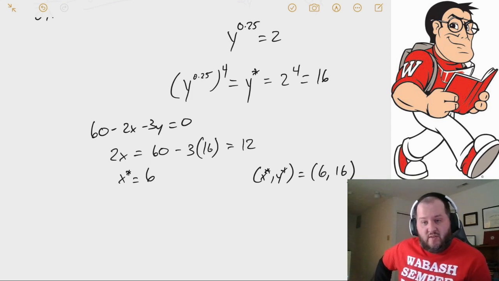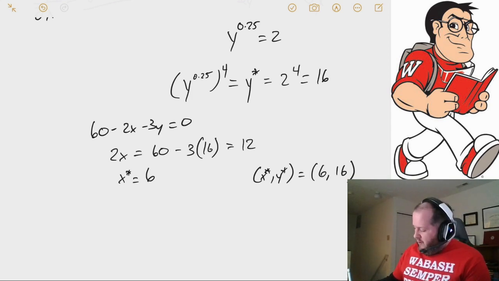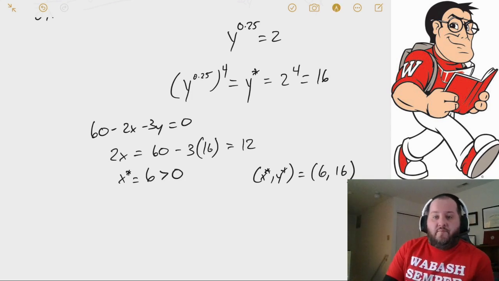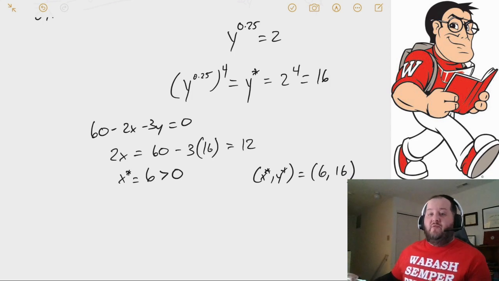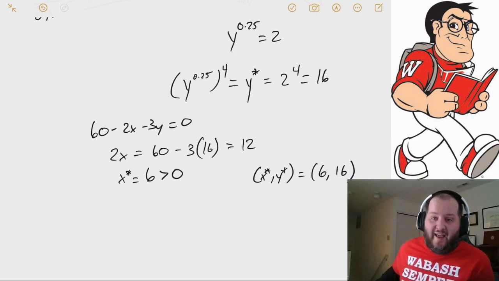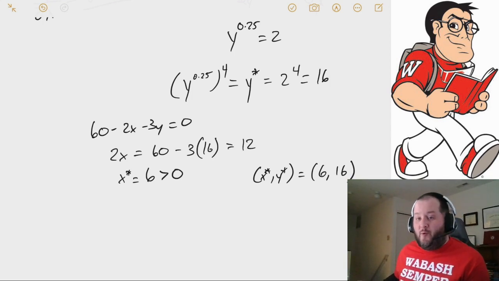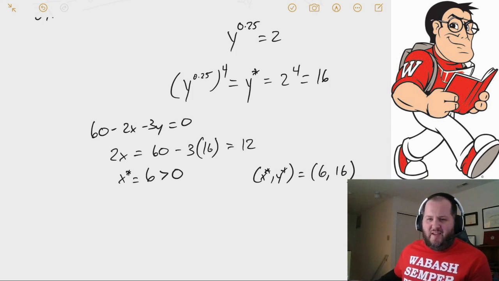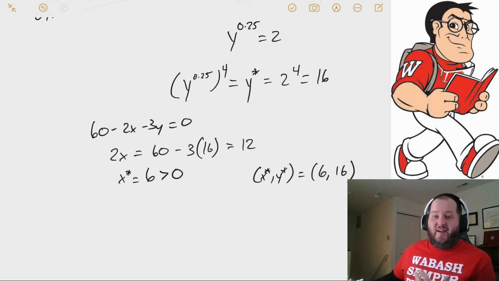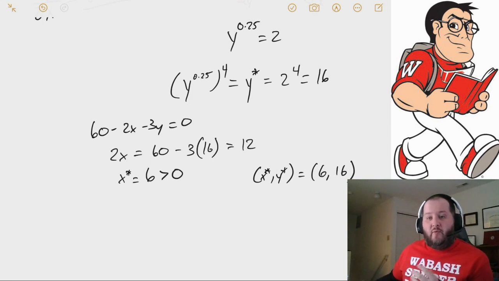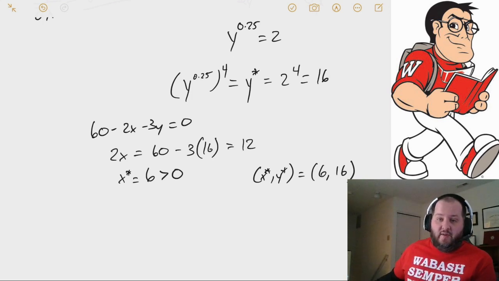Now the good news is, of course, with this one, that this came out positive. So when our linear term comes out positive in quasi-linear utility, we are done. We don't have to do anything special because we do not have a corner solution. So we don't have to worry about that one, and that's our best case scenario right there. But that's it. That is a quasi-linear utility function, how we solve it, how we get our equilibrium bundle.